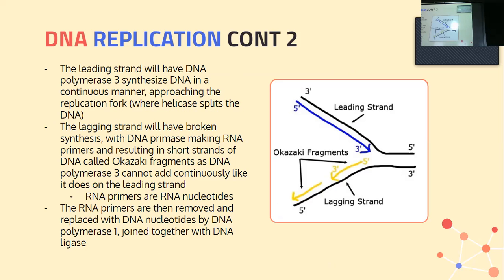So the leading strand will have DNA polymerase 3 synthesize DNA in a continuous manner, approaching the replication fork. And the replication fork is where helicase splits the DNA into two half strands. The lagging strand will have broken synthesis, with DNA primase making RNA primers, resulting in short strands of DNA called Okazaki fragments, as DNA polymerase 3 cannot continuously add like it does in the leading strand.